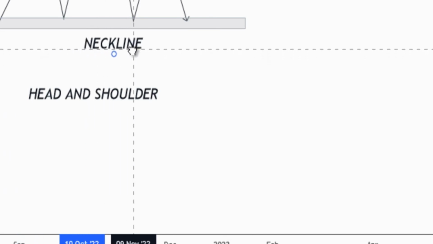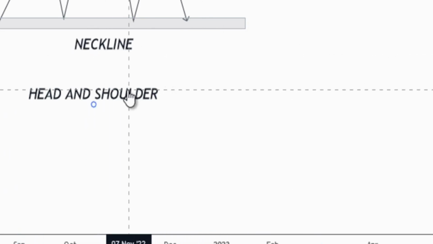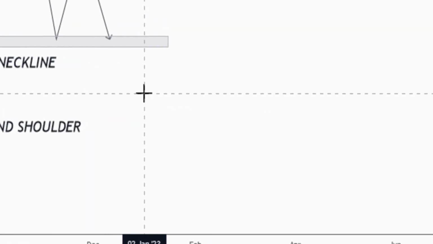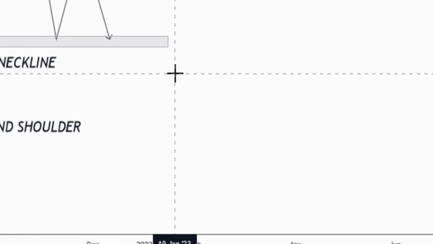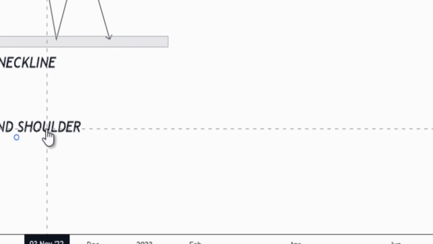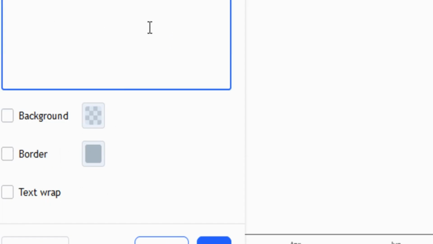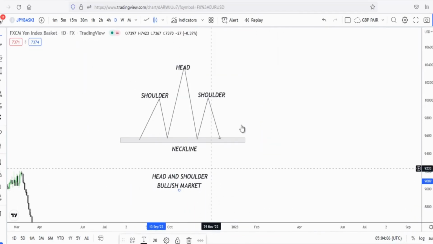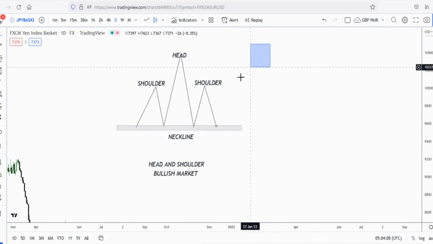So now guys, this is the general concept about the head and shoulder pattern. Nothing much to it. The only thing here now is that we have a head and shoulder pattern for a bullish market. This is a head and shoulder pattern for a bullish market.